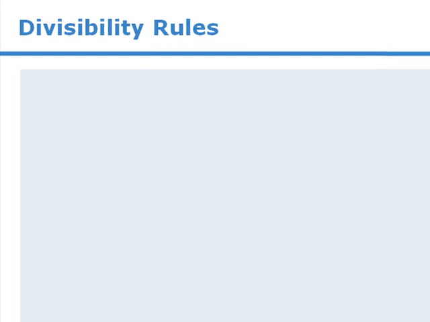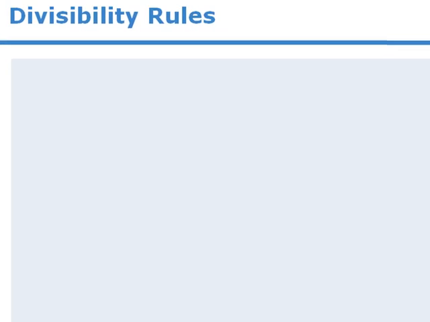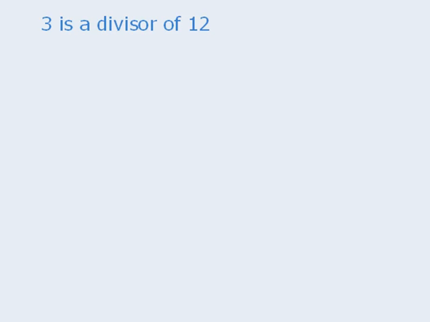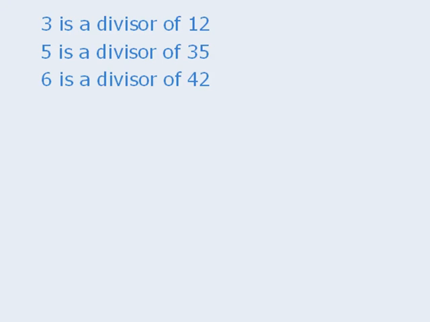In a previous lesson, we found the divisors of some small numbers. Now, when the numbers are small, it's easy to find their divisors. For example, we can see that 3 is a divisor of 12, 5 is a divisor of 35, and 6 is a divisor of 42 just by looking at the numbers. But what about larger numbers?